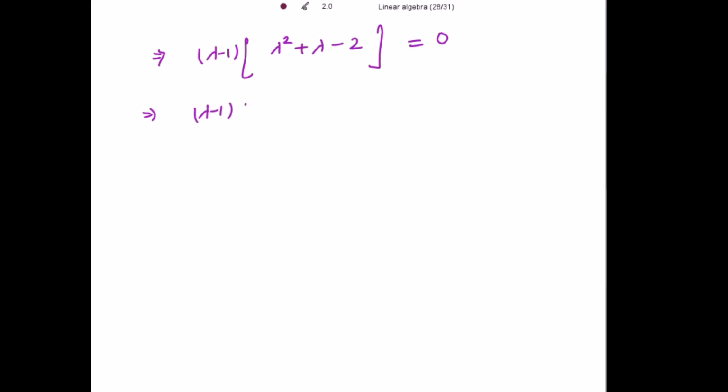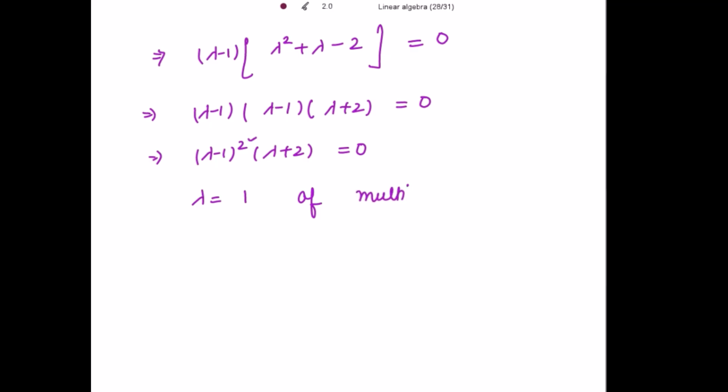Factorizing this further, we get lambda minus 1 into lambda plus 2 equals to 0, or it can be written as lambda minus 1 whole square into lambda plus 2 equals to 0. So from here we are getting the eigenvalues to be lambda equal to 1 of multiplicity 2, it's having the power 2. Let me write this as first eigenvalue, and then the second eigenvalue to be minus 2 of multiplicity 1.